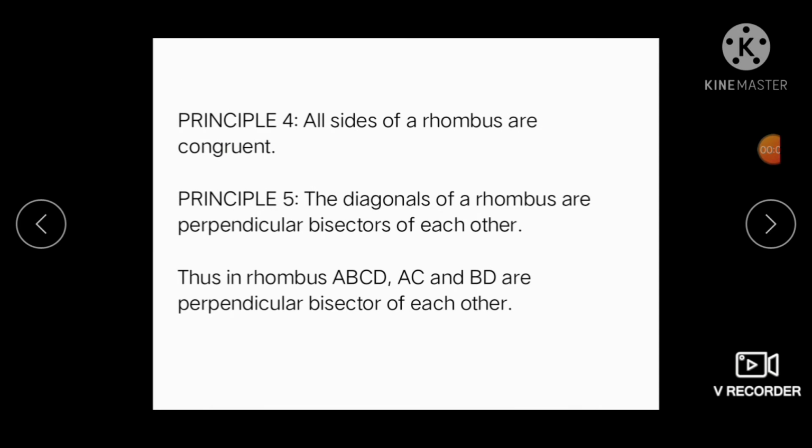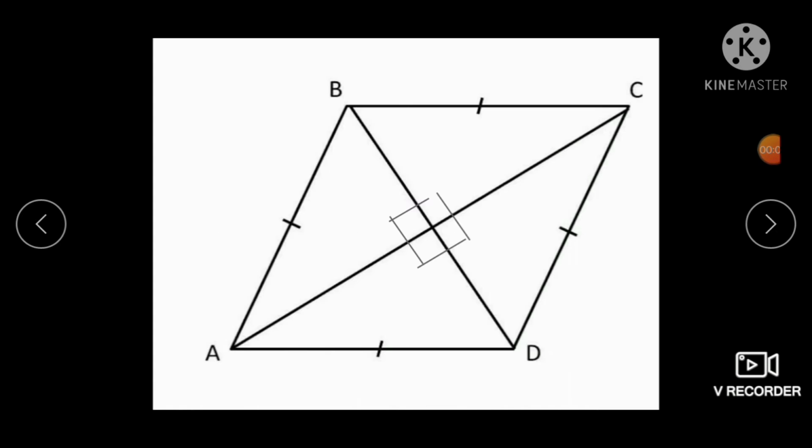Principle 4: all sides of a rhombus are congruent. And principle 5: the diagonals of a rhombus are perpendicular bisectors of each other. From the definition, a rhombus is a parallelogram with two adjacent sides congruent. Let's say side AB and side AD are congruent. And we know that opposite sides of any parallelogram are congruent. So side AB is congruent to side CD, and side AD must be congruent to side BC. So we can see that all sides of a rhombus are congruent.